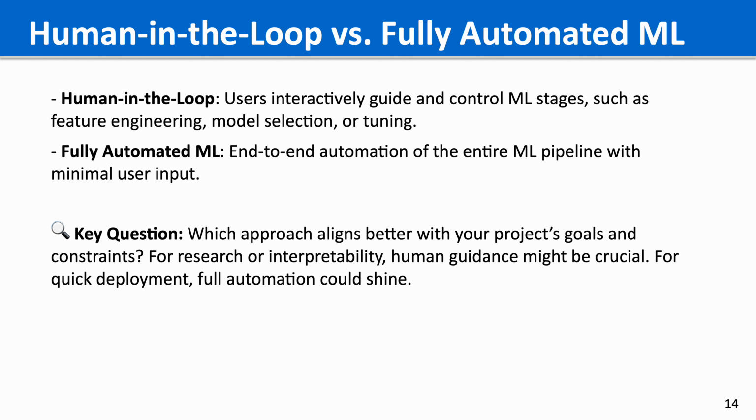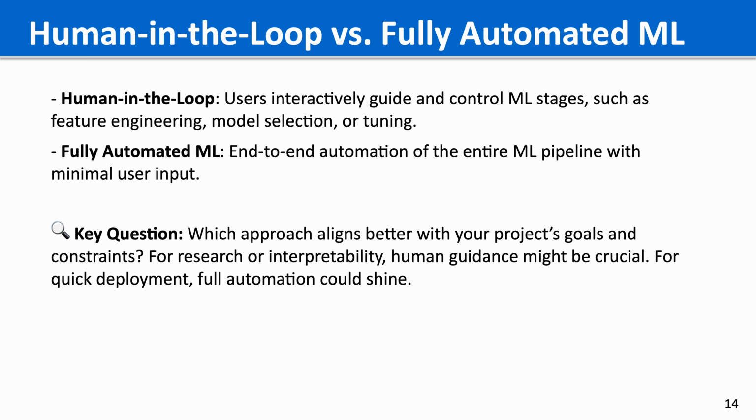Before we automate everything, let's be honest about where people still make a difference. A human in the loop approach shines when domain expertise adds real value. Imagine a radiologist adding custom features to medical images or a compliance officer in finance who needs a transparent model for regulation. On the other hand, fully automated pipelines are perfect for rapid prototyping, hackathons, or first pass solutions when speed is the top priority.